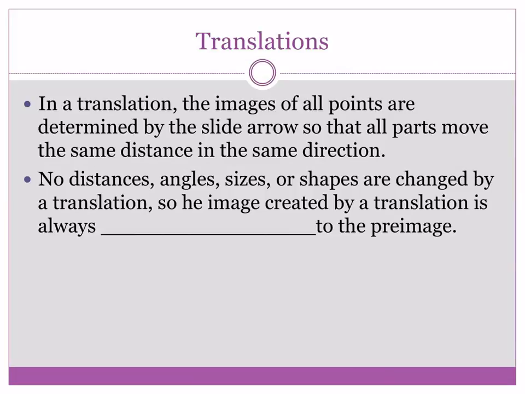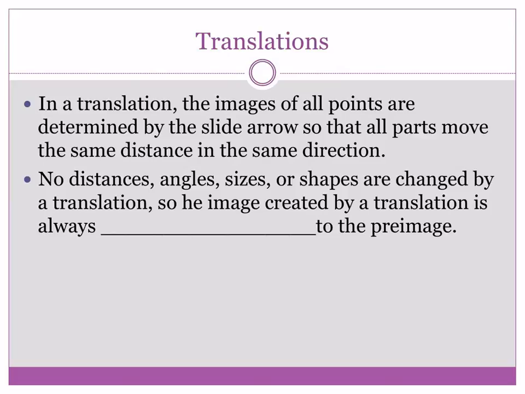All right, in a translation, the image of all points are determined by the slide arrow so that all parts move the same distance in the same direction. So obviously, if my hand moved 5 units to the right, my foot needs to move 5 units to the right as well, okay? I can't have my foot moving 5 units to the left or 4 units forward or something like that. That would not preserve these distance properties. So whatever happens to one part of the image has to happen to all parts of the image.